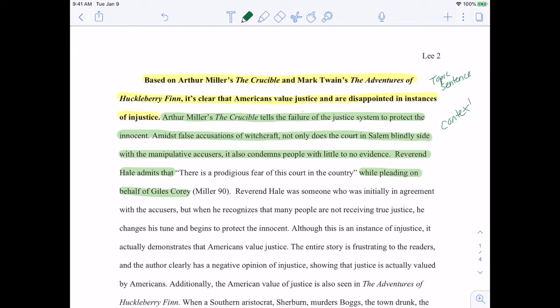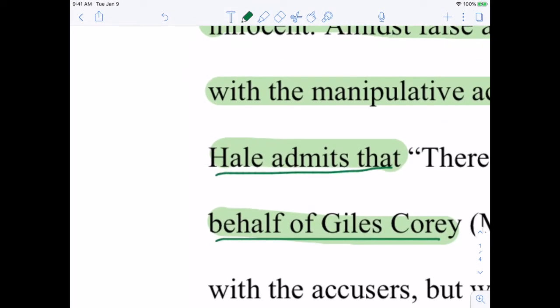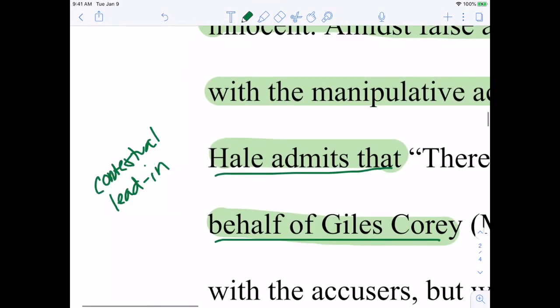Okay, and I'm going to underline a few things here too. It says Reverend Hale admits that while pleading on behalf of Giles Corey. That right there is called a contextual lead-in, and it's also my form of quote integration.